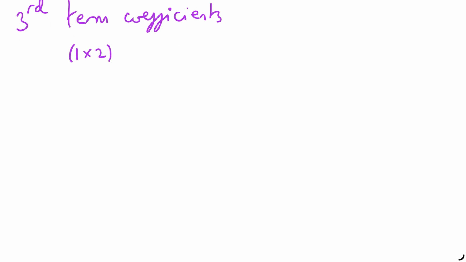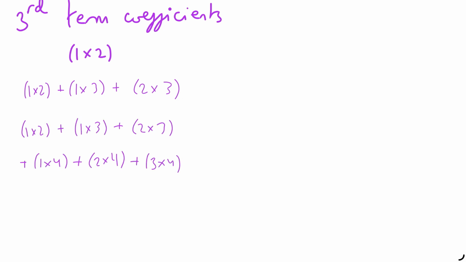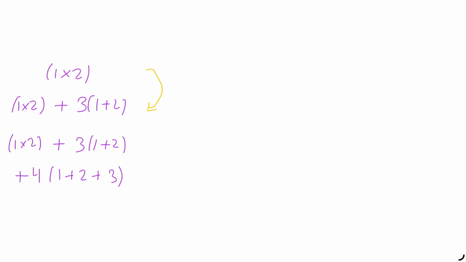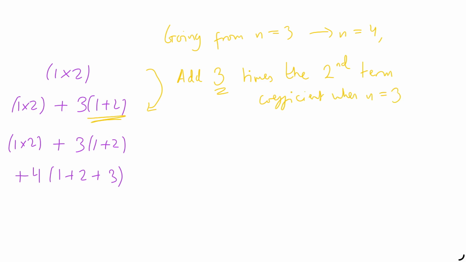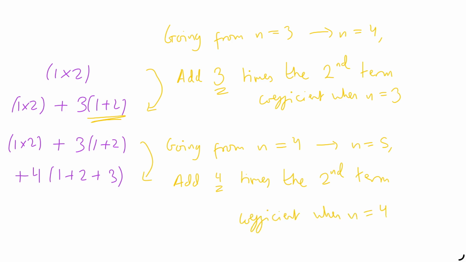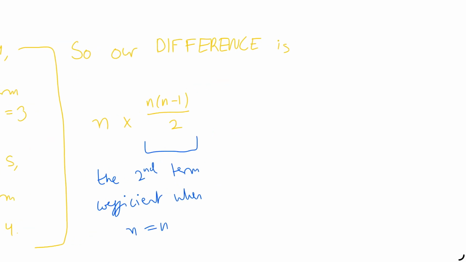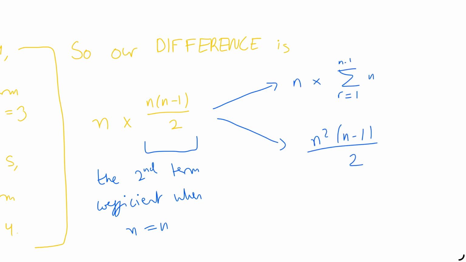Alright, now let's look at the third term coefficients, just in isolation. Now let me rewrite them like this, and then like this. Now let's just look at the differences each time. To go from n equals 3 to n equals 4, we add 3 times the second coefficient when n equals 3. And to go from n equals 4 to n equals 5, we add 4 times the second coefficient when n equals 4. So our difference can be written as n times (n minus 1) over 2, which you can rewrite in two useful ways. Firstly, as n times the sum of the integers from 1 to n minus 1, and secondly as n squared times (n minus 1) over 2.